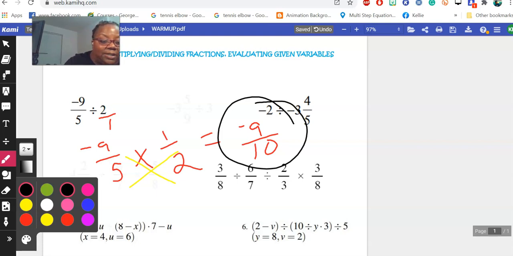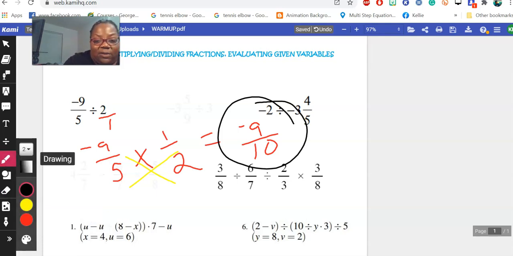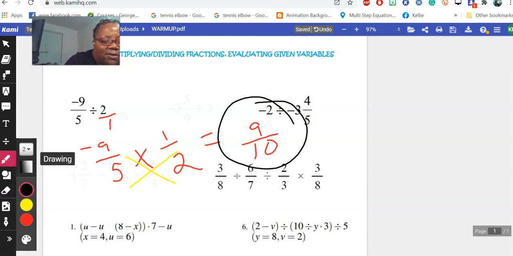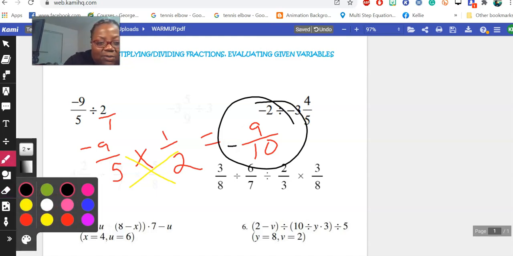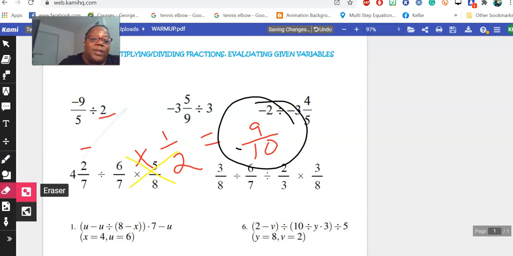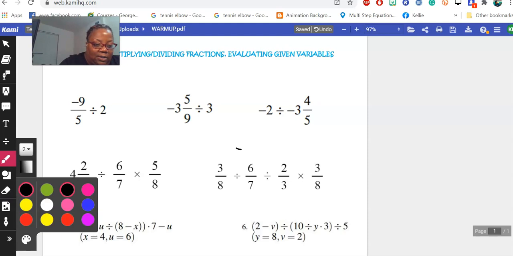I do want to point out something though. A lot of times people get confused about what to call this fraction because of the negative right here. And let me tell you, it does not matter where the negative sign is, right? See, I put it up here and I said -9/10. It does not matter if the negative sign was there, or if it was here in the middle, or even if it was down here at the bottom. The whole fraction is still negative. So -9/10, no matter where you see that negative sign. Okay? Hope that helps.